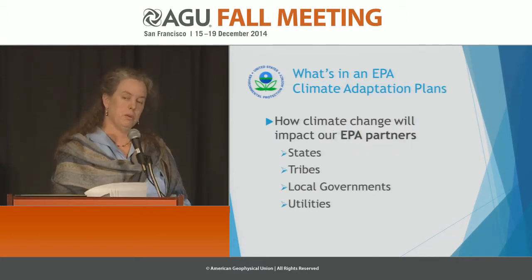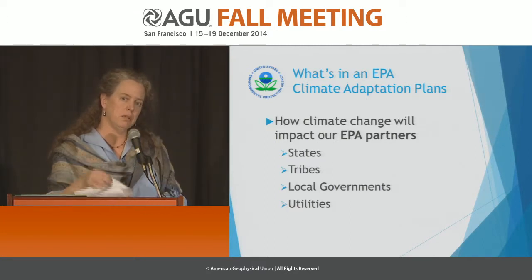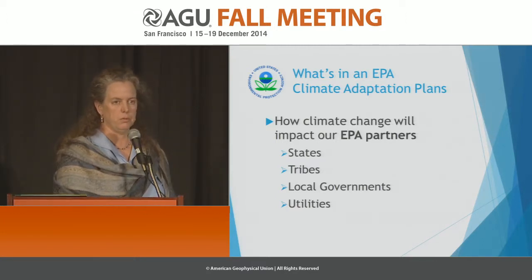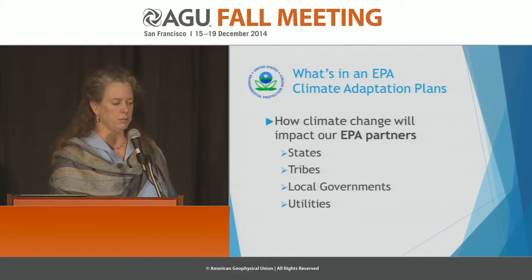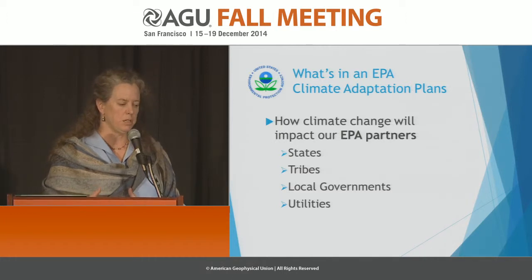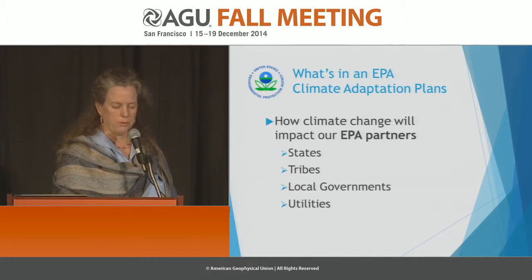EPA works quite a bit with our states. We have many delegated environmental programs to states. We work very closely with tribes. Here in Region 9, we have over 140 federally recognized tribes. We also work with local governments and with a lot of utilities. We want to make sure that we can help our partners plan, that they can share information. We want to be able to leverage them incorporating climate change into their work through some of our funding.